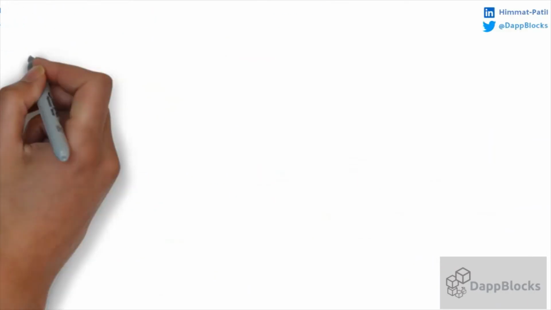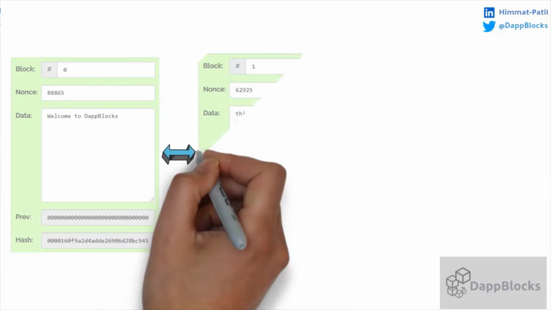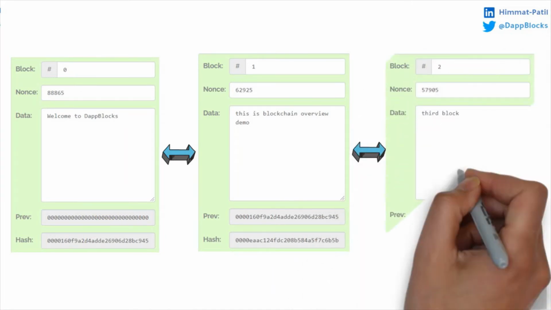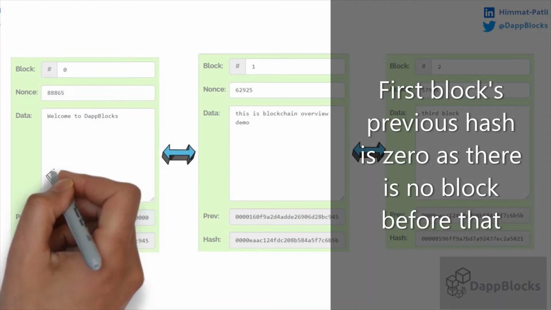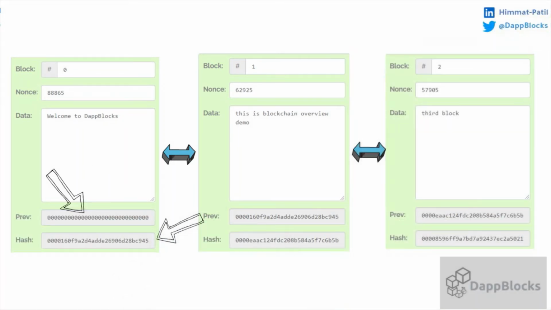Here is a blockchain example with 3 blocks in a chain. If you observe the previous hash and hash of each block, the first block's previous hash is the 0th block's hash and the second block's previous hash is the hash of the first block. This is how blocks are connected with cryptographic hashes. If you want to know more about cryptography, I highly recommend watching my blockchain cryptography video. You can find the link in the description below.